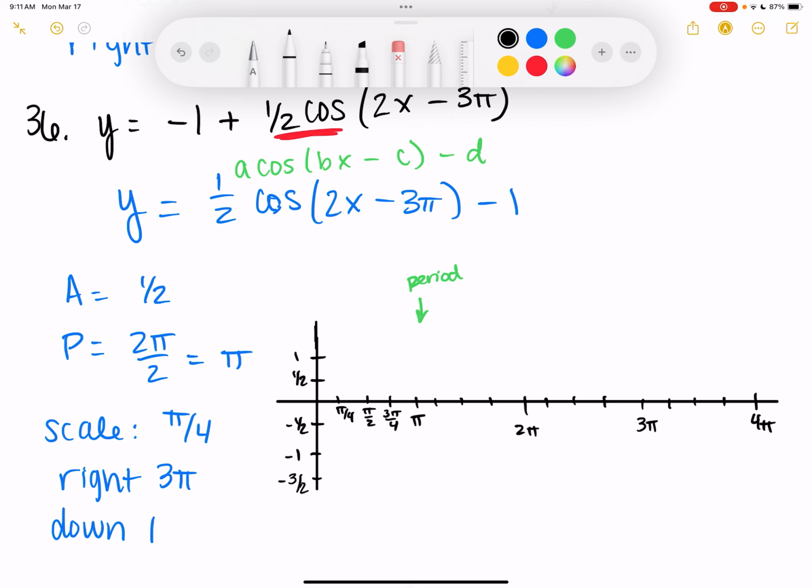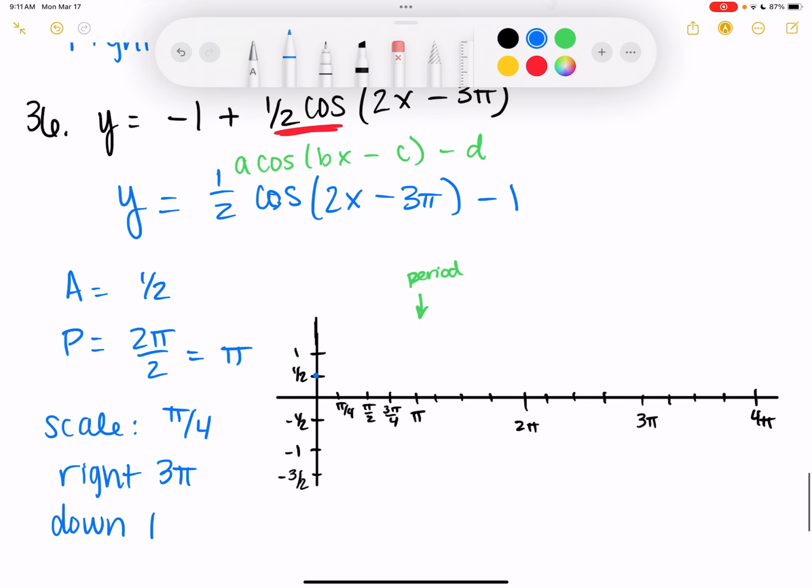All right, so cosine starts at the amplitude. The amplitude is 1/2. So at 0, 1/2. At pi over 4, 0. Pi over 2, -1/2. 3 pi over 4, 0. And pi, 1/2. This would be my one full cycle, not shifted at all.